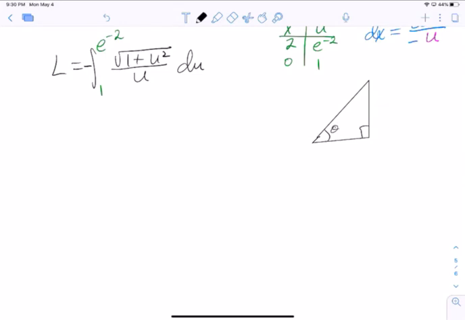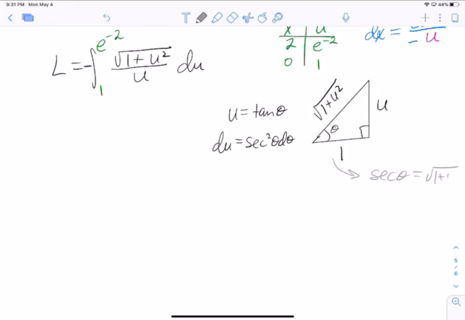So I'm going to flesh out this triangle here and let u equal the vertical side, 1 equal the length of the horizontal side. And then the hypotenuse is the square root of 1 plus u squared. And you may recall that setup indicates that u is equal to the tangent of theta. Based on that, we have that du is equal to the secant squared of theta d theta. And based on the triangle, we have that the secant of theta is equal to the square root of 1 plus u squared. Remember, I want an expression that involves the square root and not the other variable.